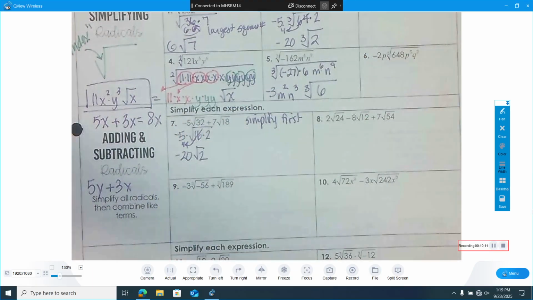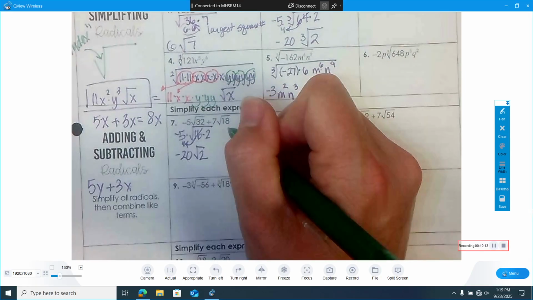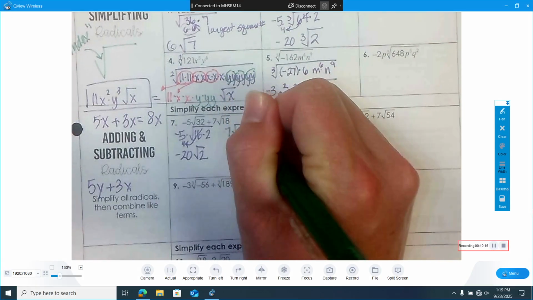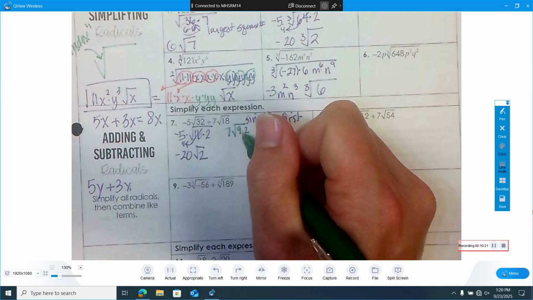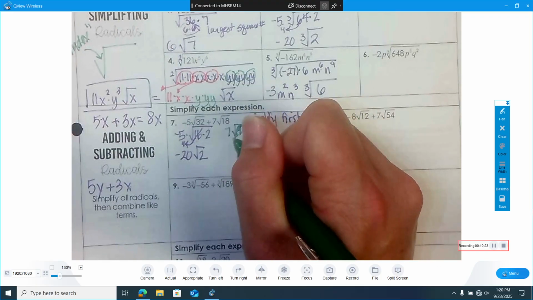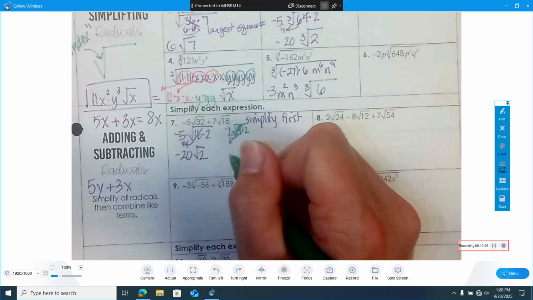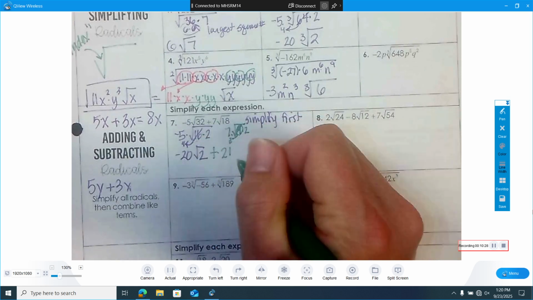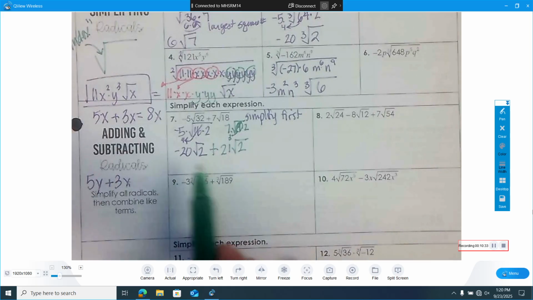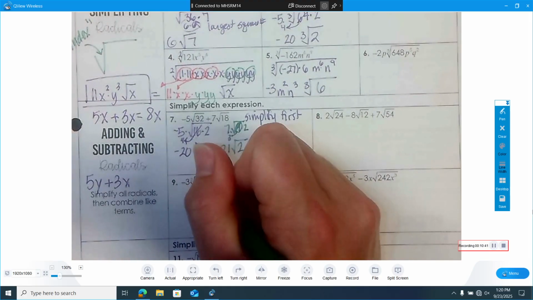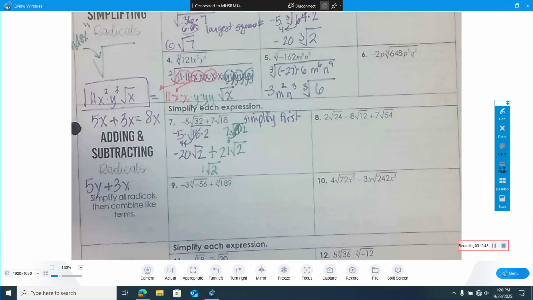Now, the other radical, I have to break it down. I have 7 radical 18. 18 is what times what? 9 times 2. And the square root of 9 is 3. So 3 pops out and we get 21, and a plus sign is in between. And now it's 21 radical 2. Now you see the radicals match. So negative 20 radical 2's plus 21 radical 2's gives me 1 radical 2. All right, they are like radicals.